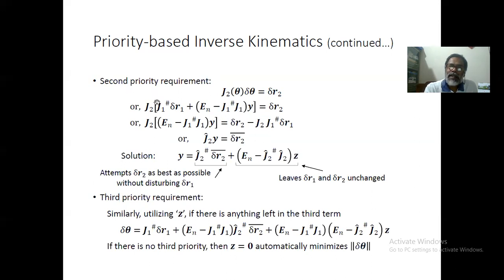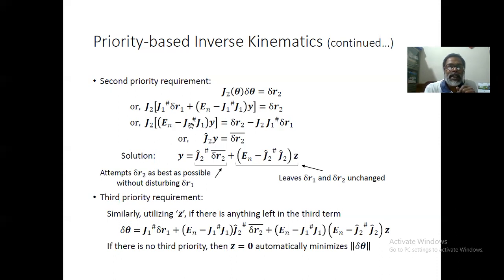Okay, this part satisfies the first priority, and this part does not damage that. It does nothing for the first priority. So now here everything is known in this except Y. So what do we do? We take this part J2 J1 hash delta R1 and subtract it on this side, and we get this. And then what is left here?